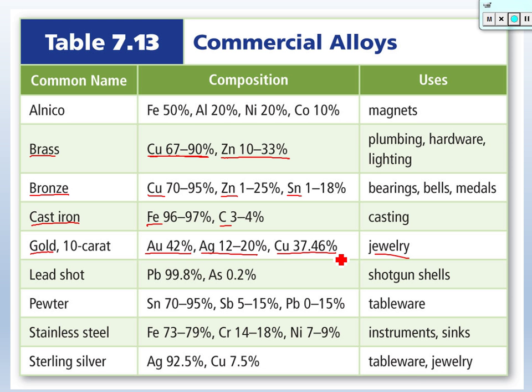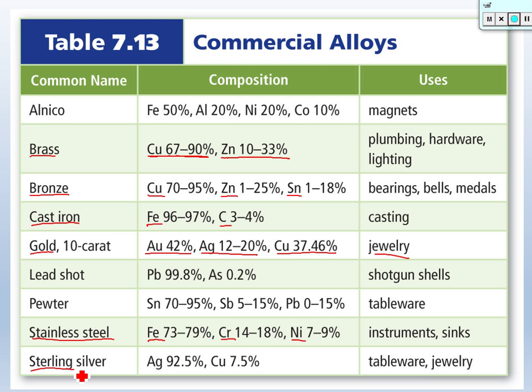Okay. Some other common ones: stainless steel, made up of iron, chromium, and nickel. That's why stainless steel looks so shiny. They mix the iron with chromium. Chromium is a very shiny, very lustrous metal, and it looks really nice when you clean it up. And nickel as well. That's what gives stainless steel that nice appearance.